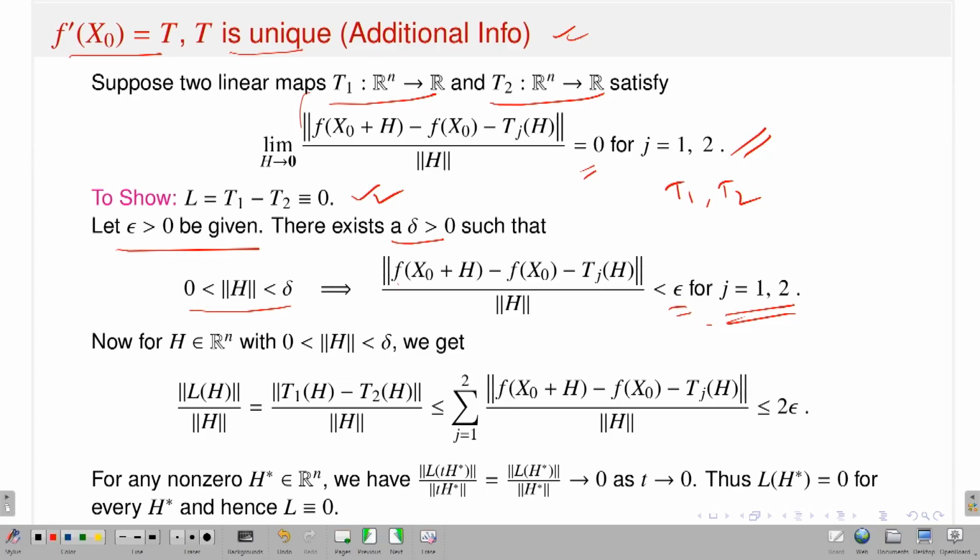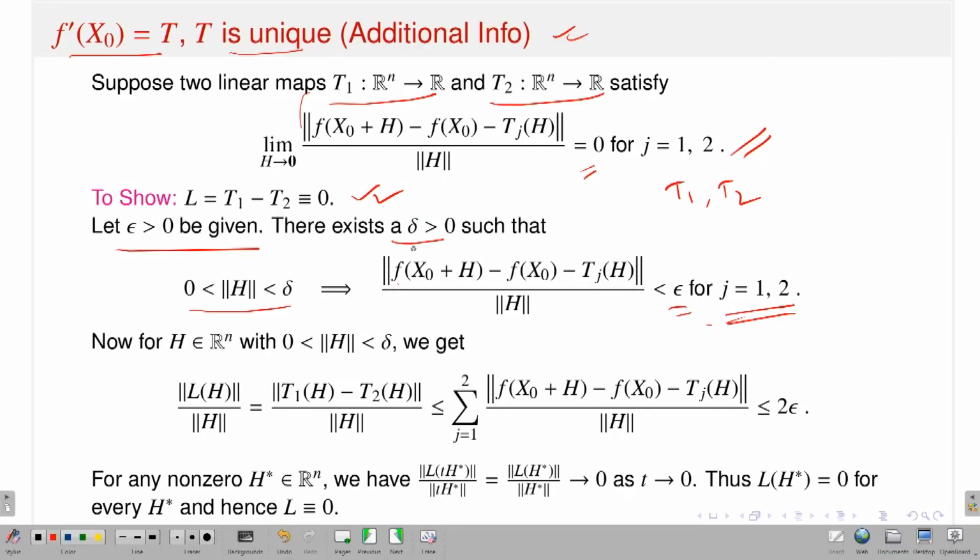In fact I should say that if j is equal to 1, given epsilon you have one delta 1, and if j is equal to 2, you have another delta 2. You just take delta as the minimum of delta 1 and delta 2, and that delta will work for both T1 and T2. That's exactly what I have written. So given epsilon, you will have a delta such that if norm of h lies between 0 and delta, this quotient is always less than epsilon, and it is true for j equal to 1 and 2.